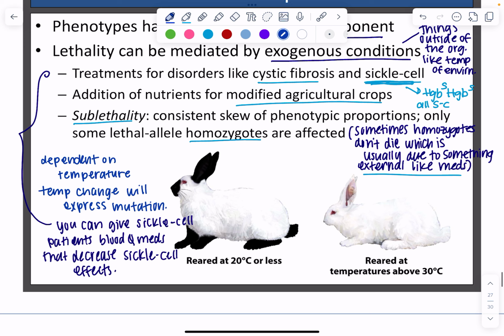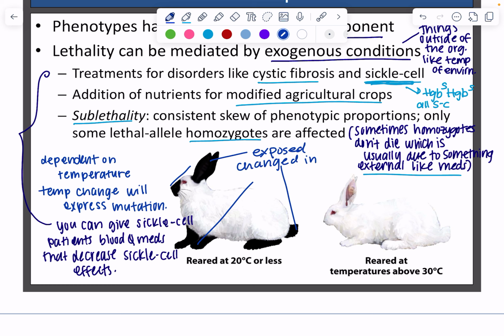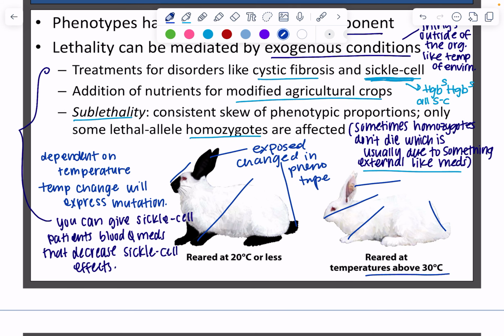You see it in these rabbits too. Just like the Siamese cats, their ears, nose, and tail and feet are all exposed, and you get a change in phenotype. These rabbits, apparently, when they get into temperatures above 30 degrees, their ears, nose, and tail and paws look wild type. So yeah, these are the same individuals though.